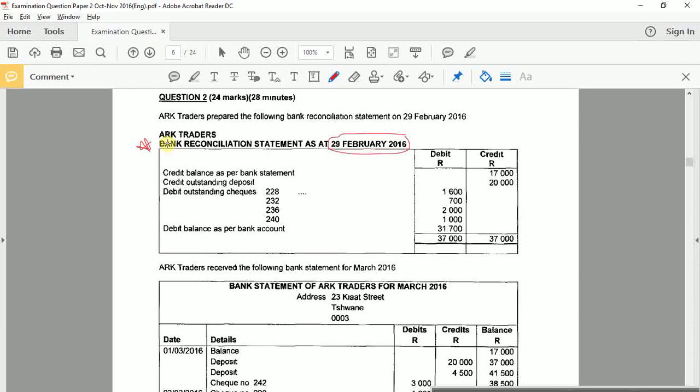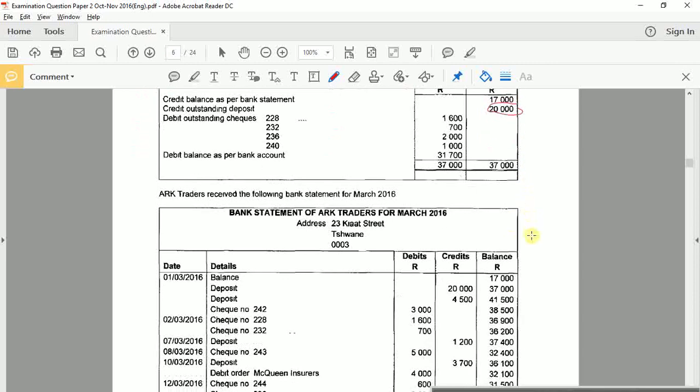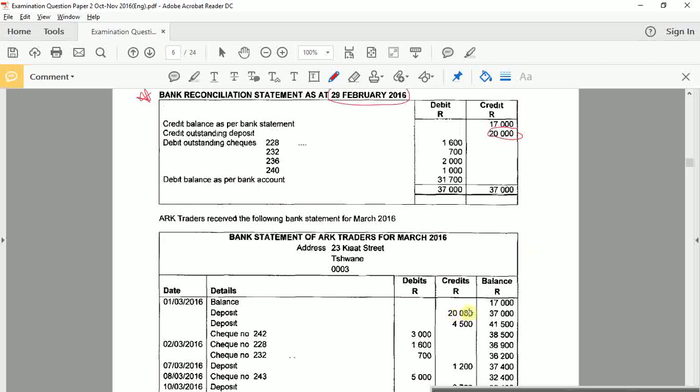The previous month. Exactly. So last month I had a credit balance as per the bank statement. That was last month's balance. Credit outstanding deposit. Do you agree last month this didn't go through? Yes. We need to check if it's gone through this month. Yes. Where do we see that? On the bank statement. Is it there? Yes, it is. So have a look. There I tick and there I tick. Okay, so I've done it.